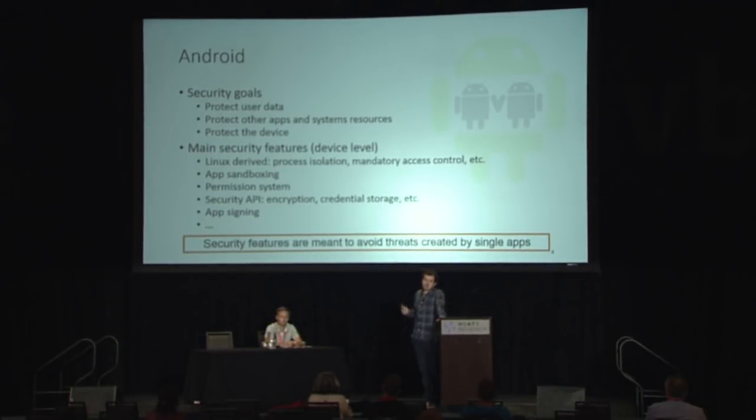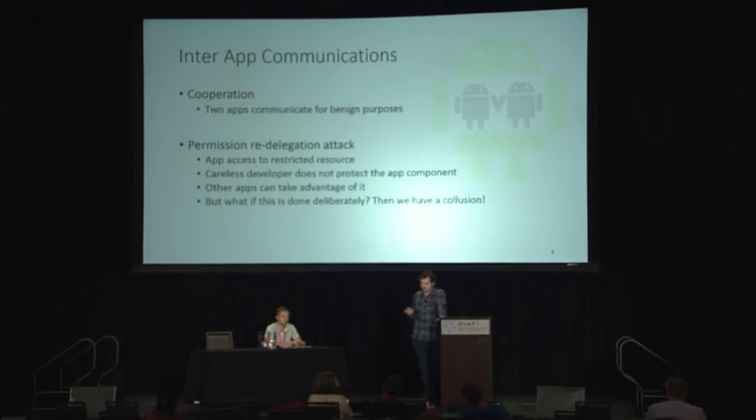And the main point that I want to make is that all these security features are meant to avoid the threats that are caused by single applications. But what happens when applications start communicating with each other? We have many different ways of communicating, and many different things we can do while communicating. The first thing we can do is just cooperate, like 2 apps simply exchanging messages to do something that is useful for the user.